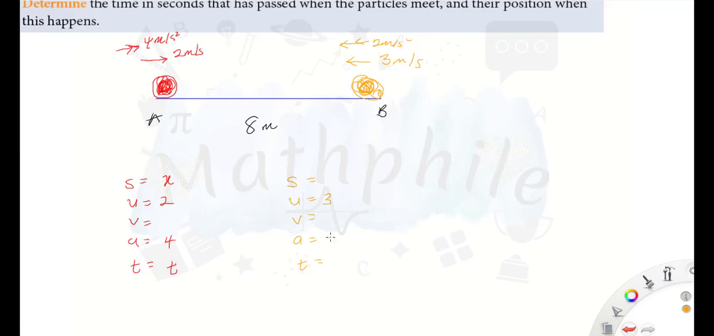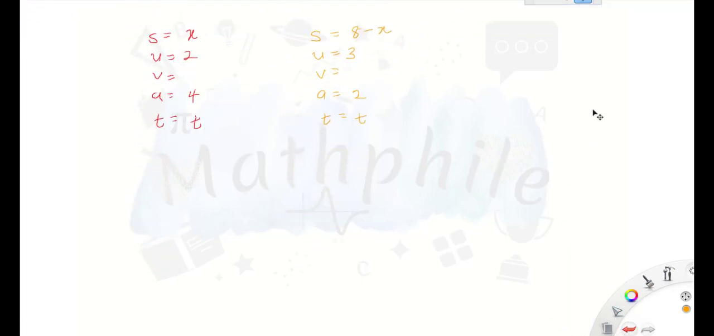Now this is where the analysis will come into play. Do you remember, if A traveled 3 meters and they are meeting, it implies that B would have traveled 5 meters. So if A has traveled X meters, then B will travel 8 minus X. That is the linking factor of the question. With this we can now solve the question. We've got 4 elements over there.